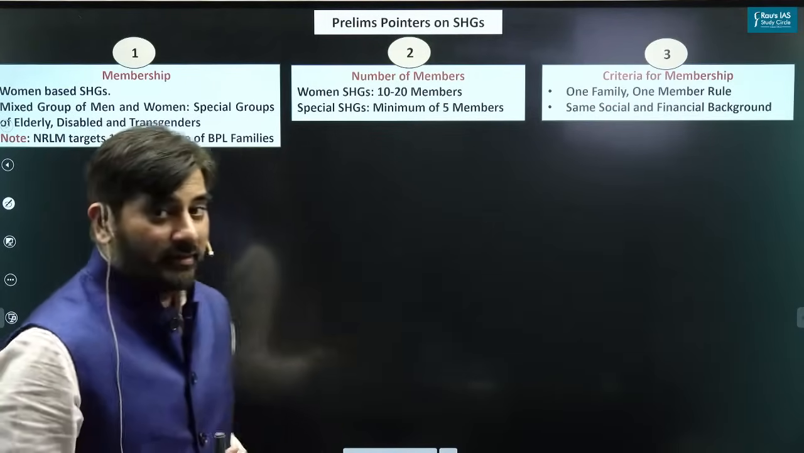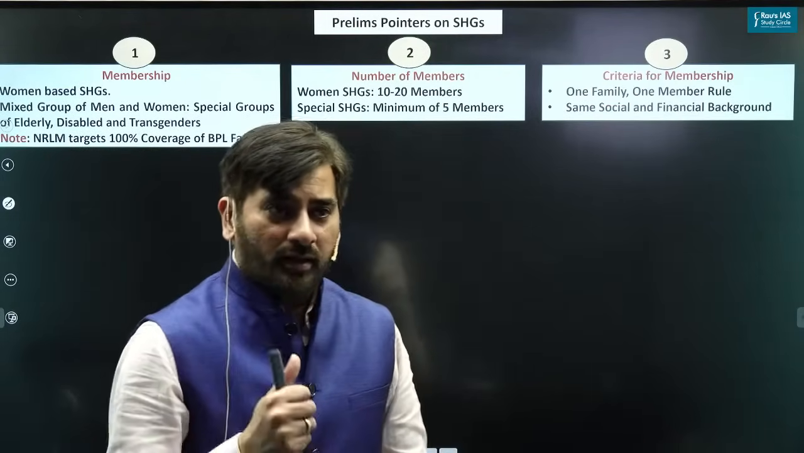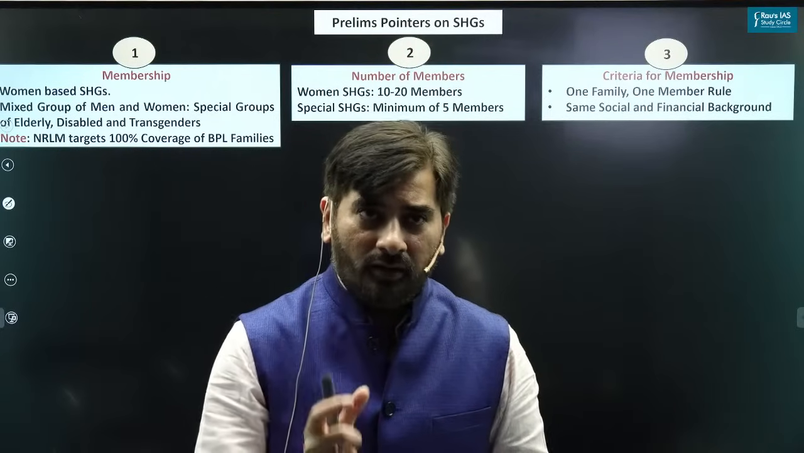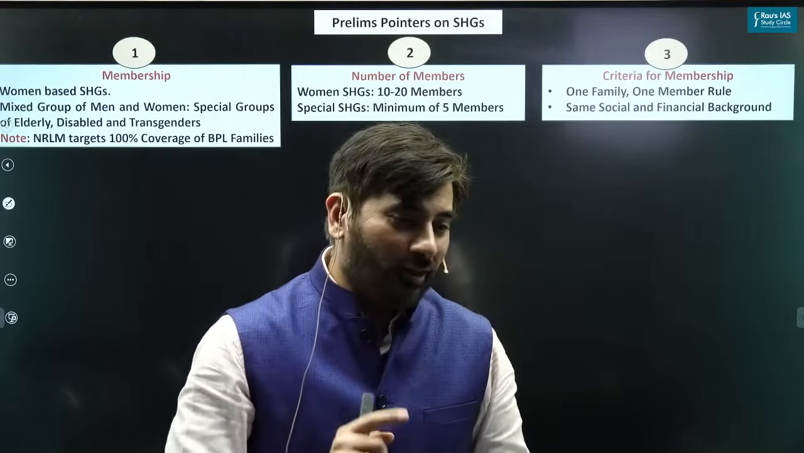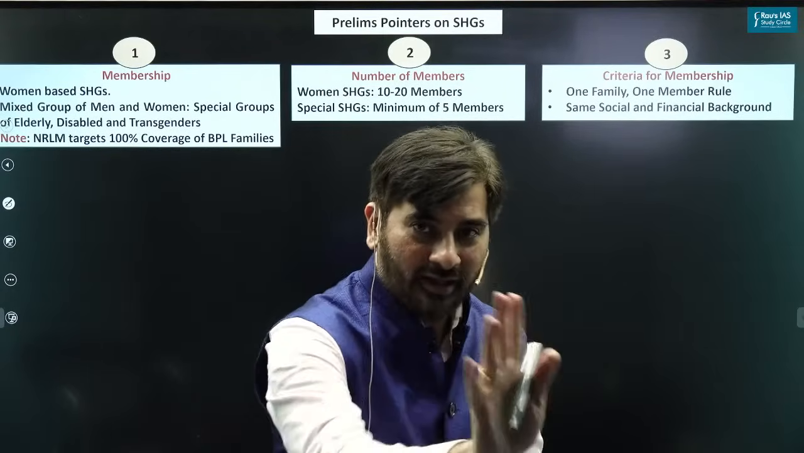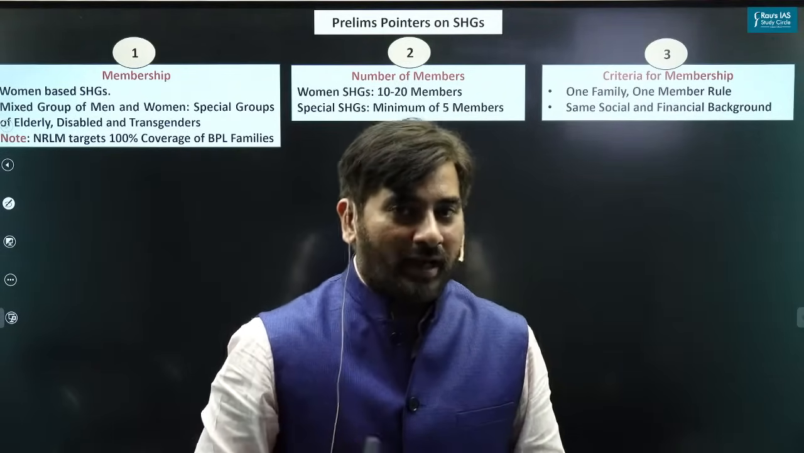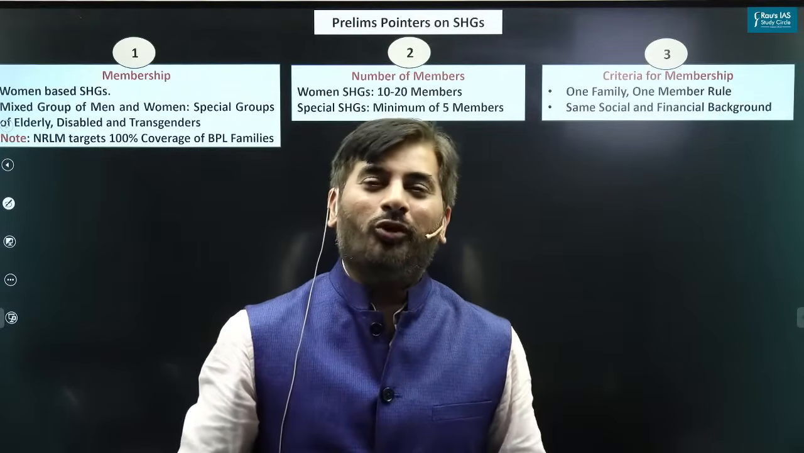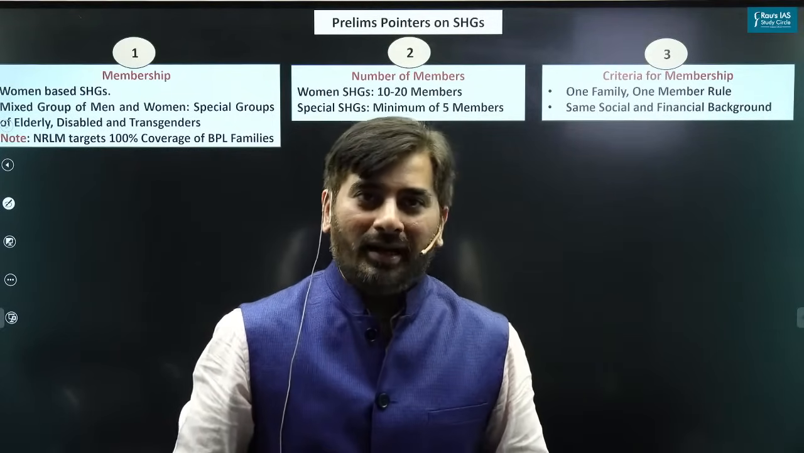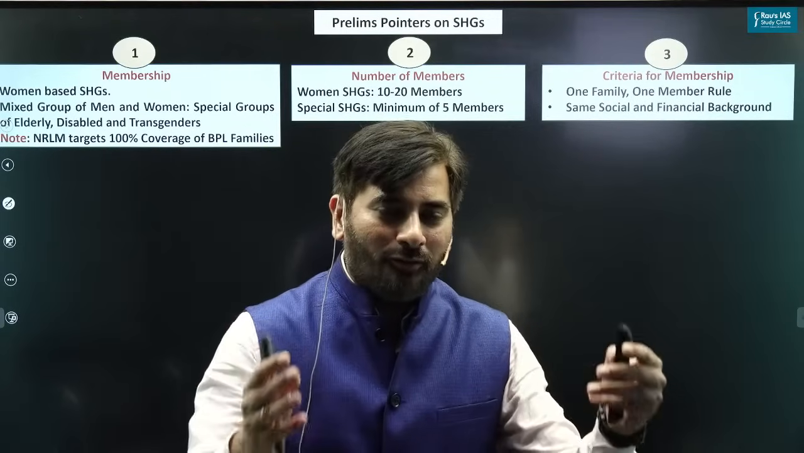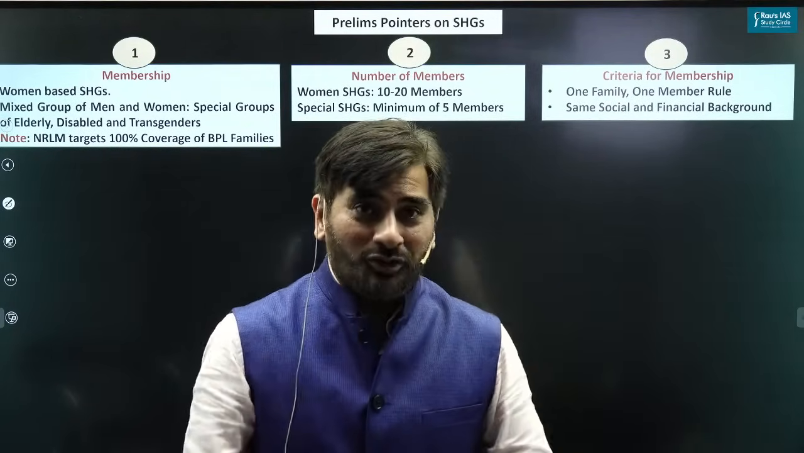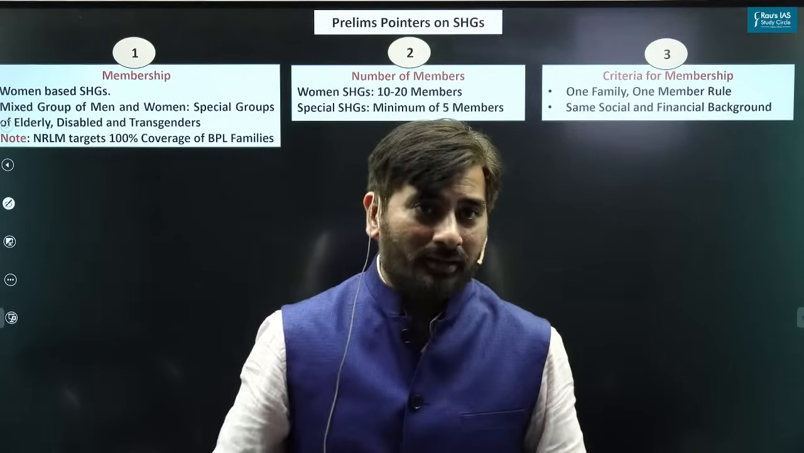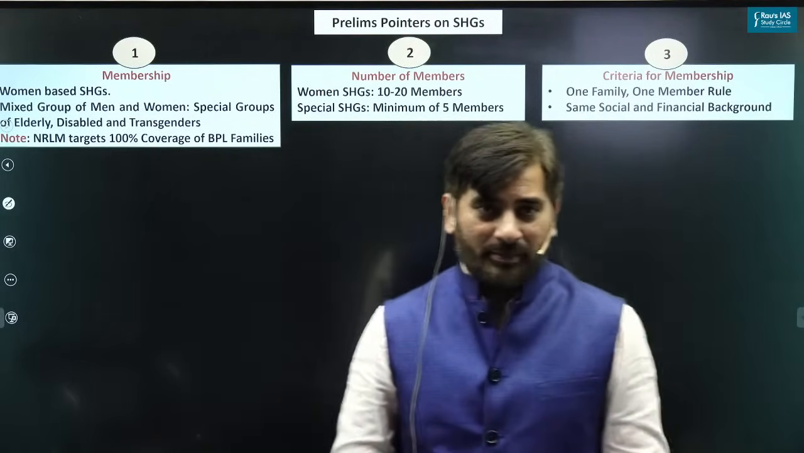Third one is, what is the criteria for membership? Can you see we focus on a principle called the one family, one member rule, which means only one member from a family can become part of SHGs. The idea here is obviously to cover more number of families, and the members who are becoming part of one particular SHG, they should belong to the same social and financial background. This is the third aspect.